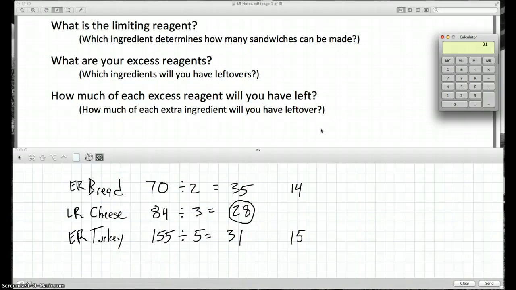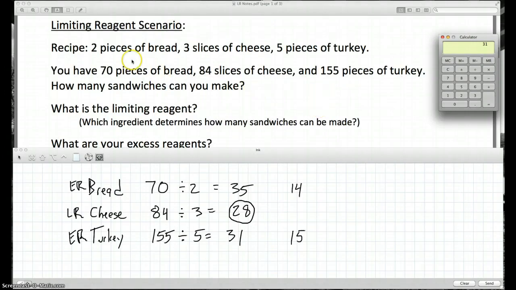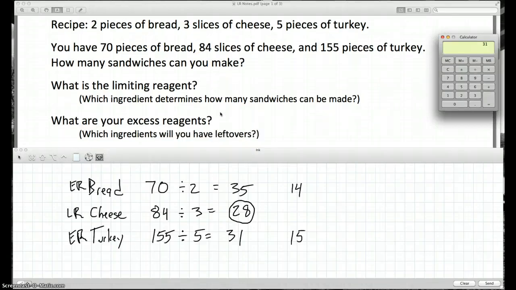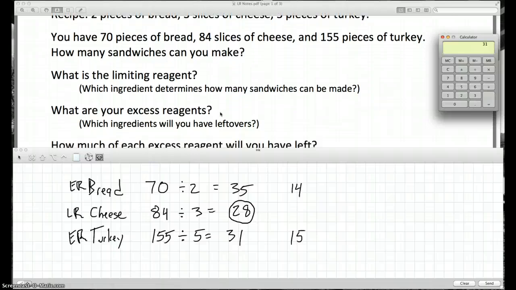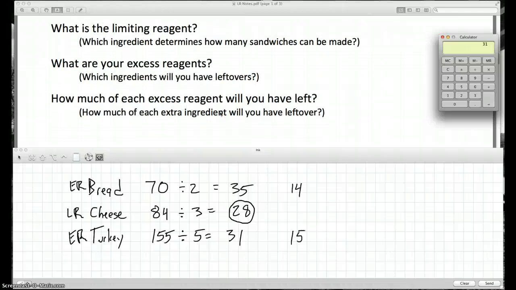So that's kind of what we're going to be doing here, but in a chemistry sense. Instead of a recipe, like 2 pieces of bread, 3 slices of cheese, 5 pieces of turkey makes 1 sandwich, we're going to use a balanced equation. And we're going to find out which chemical we run out of first and which chemical is going to have extra, and then figure out how much extra of that chemical there is, and find out how many products, how many grams or moles of a certain chemical we can make.